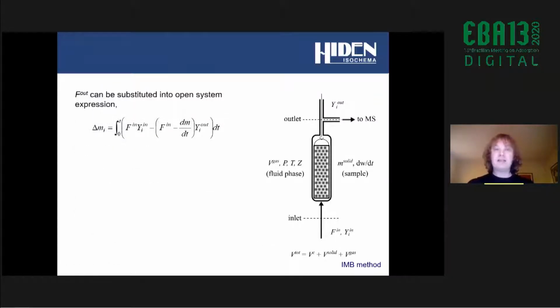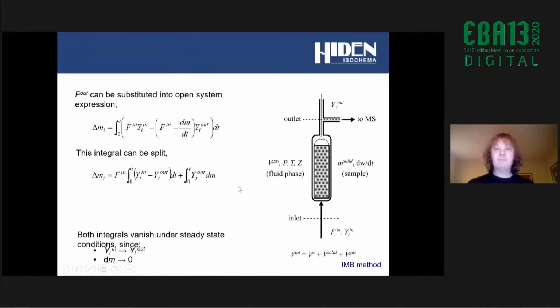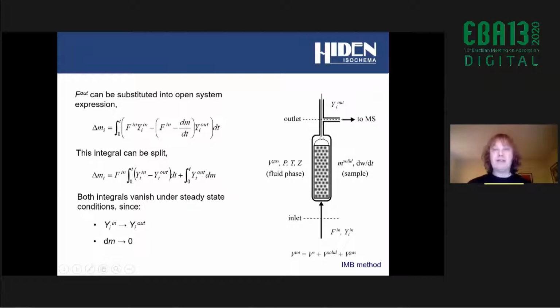That's the same expression, just for clarity. And we can then split that integral into two separate integrals, a flow term and a mass term. One of the interesting things about this is that both integrals in that expression vanish under steady state conditions, and that's because the inlet composition must equal the outlet composition under equilibrium, but also dm, the change in mass, will tend to zero.